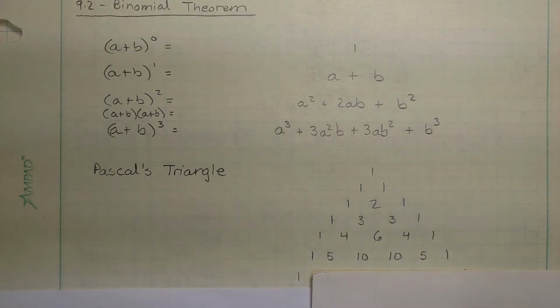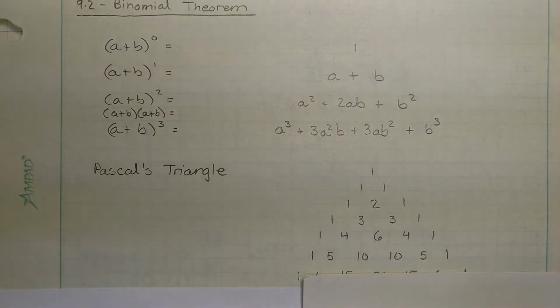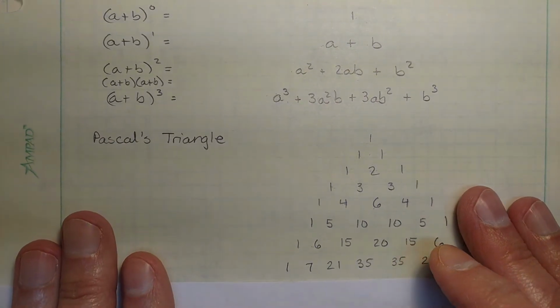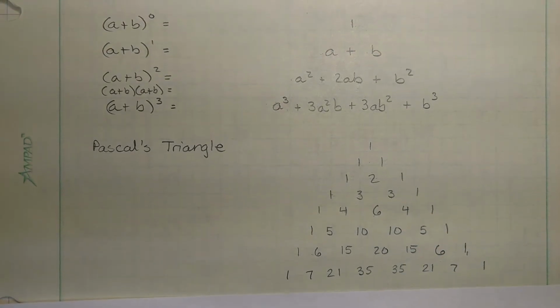So doing the next row, we would go 1, and we know we would go 6, 15, 20, 15, 6, and 1. Doing the next row, we'll see the next row there, and so forth. So this is Pascal's triangle.